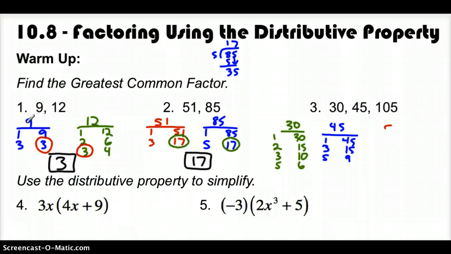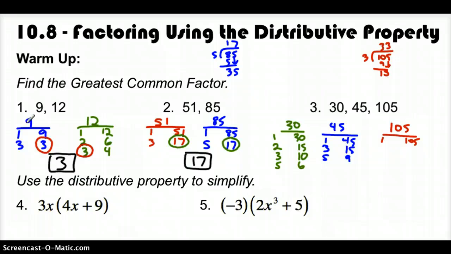And let's look at 105. Okay, so 105 might be slightly more difficult, but obviously 1 and 105. Let me see if I can keep thinking through here. 2 won't work. 3 might work. Let's take 105 divided by 3 and see what we get. 3 goes into 10 3 times, or 9. I can subtract here to get 15, right? So 3 goes into 15 3 times, right?